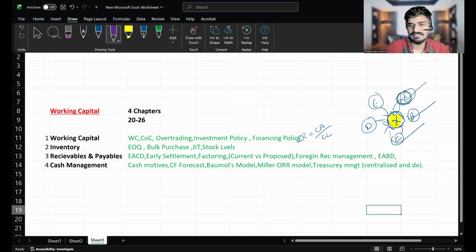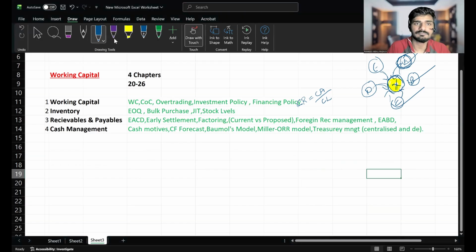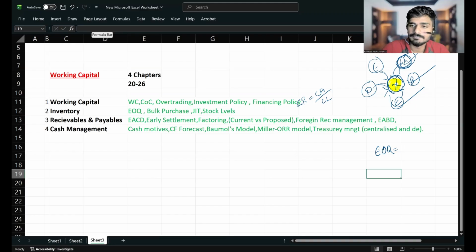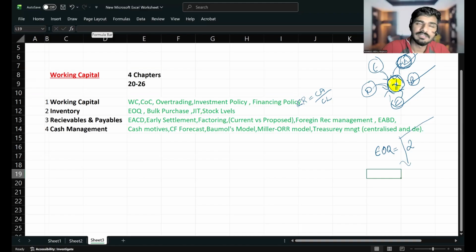So let's discuss EOQ. Can anyone tell me the equation to calculate EOQ, economic order quantity? Square root of 2AC by CH. We do have a slightly different form, no problem. It's actually correct, but I can give you a different equation: root of 2 C_O D by C_H, where C_O means cost of ordering, D means annual demand, and C_H means cost of holding one unit of inventory for 1 year. The equation has to be correct.